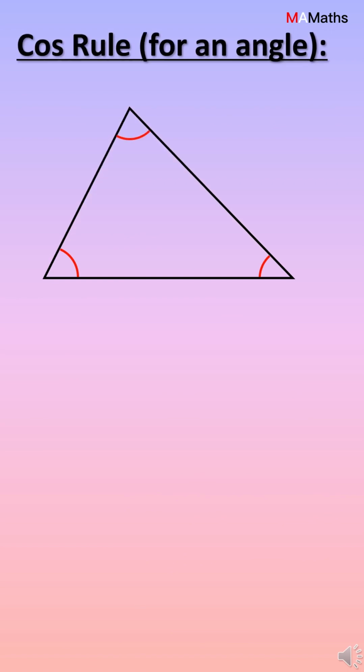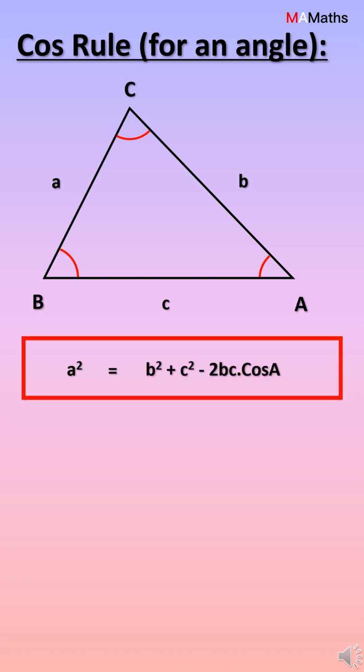Rearranging our formula, we can now use it to solve for an angle. We have a squared is equal to b squared plus c squared minus 2bc cosine A. If we look at the end of that, 2bc cosine A, we can swap it with the a squared on the left. So we have 2bc cosine A is equal to b squared plus c squared minus a squared. Now we can make cosine of A the subject by dividing both sides by 2bc. So we end up with cosine A is equal to b squared plus c squared minus a squared over 2bc.